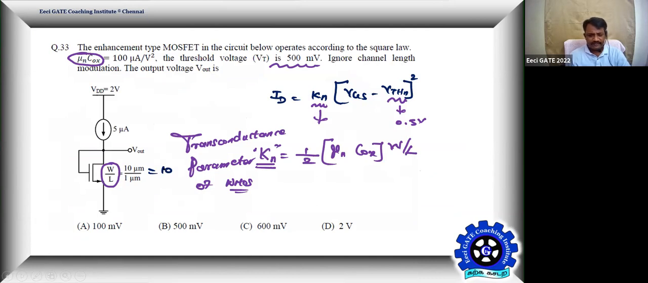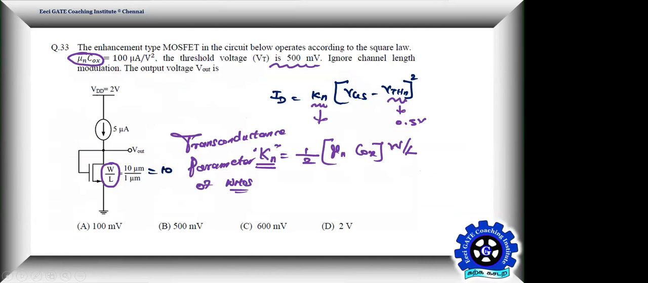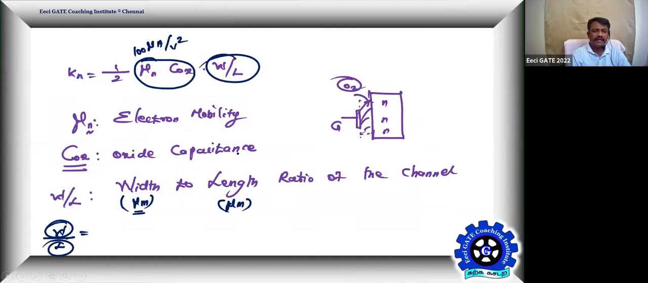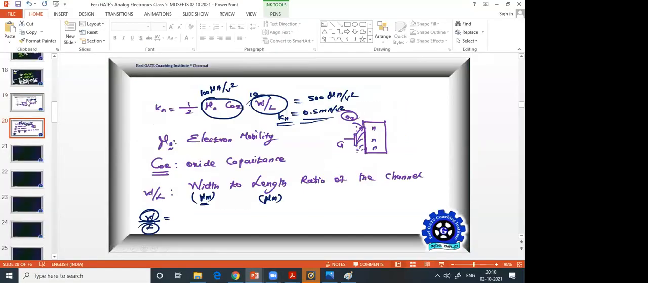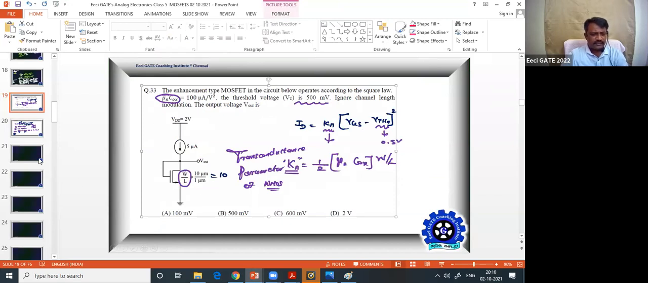So W by L is given, so then you can find Kn. What is your Kn then? Half of 100 micro into 10. Half of 10 is 5, 5 into 100. The result is 500 microamps per volt square. Therefore, the Kn is 0.5 milliamps per volt square. Indirectly, the data of Kn is given. Easy? Clear, right? That's an extra play by the designer. So on the way you understood how to play with the data.